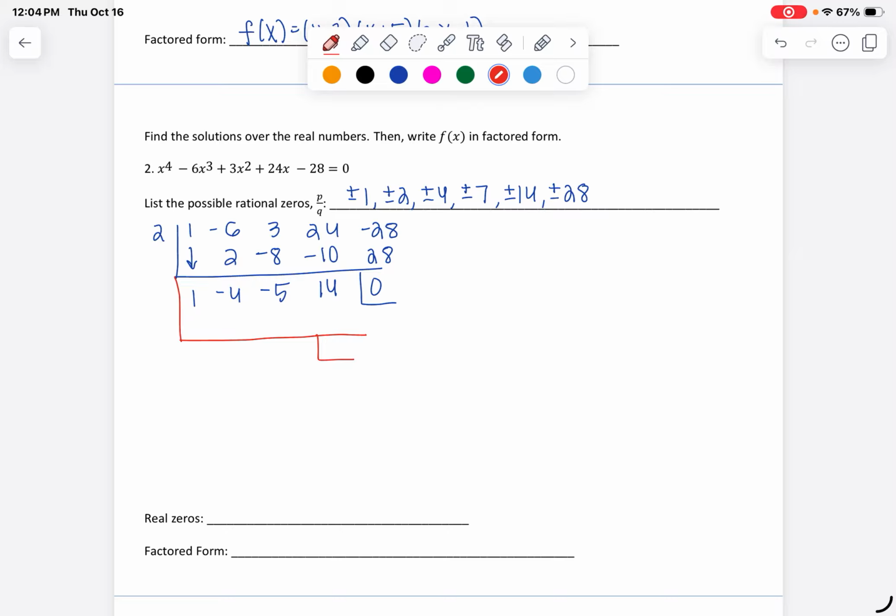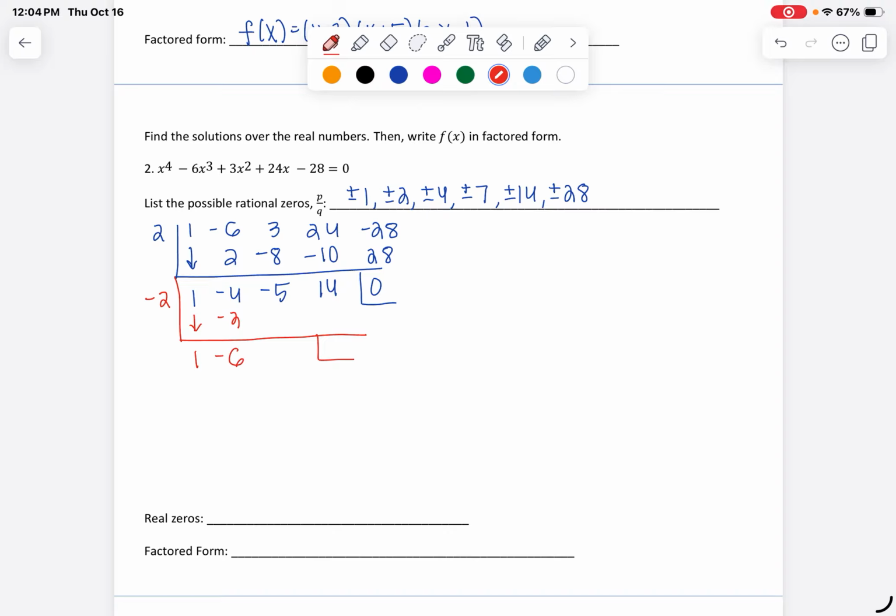I know I'm not going to test 1. I could test -1 next if I wanted to. I could test 2 again. I could move on to 4. I can test -2. I have the answer key in front of me, so for the sake of time in the video, I'm going to test -2. Wink, wink, nudge, nudge.